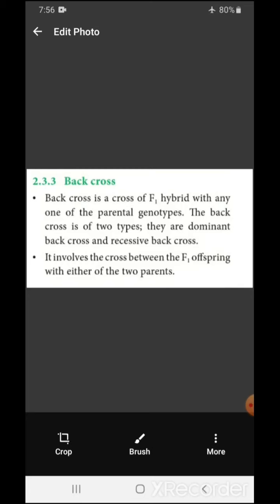The cross involved between F1 offspring with either of the parent. What is either of the parent? Either capital T or small t.